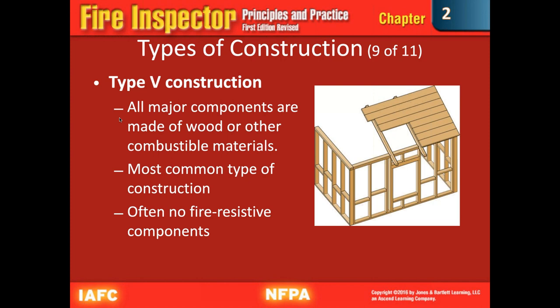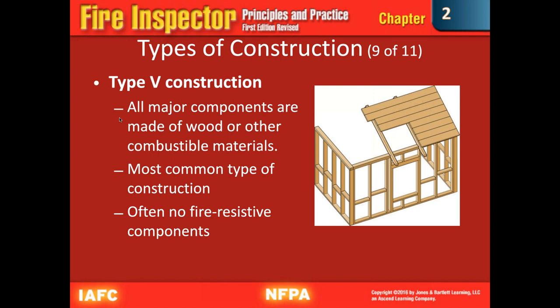It's often no fire resistant components. It will burn, and it will burn very easy. Some codes require a 1 hour fire resistance rating for limited parts of the buildings. It just depends on what the building is used for. Remember, the whole reason we have type 5 construction is because we try to save money. And at some point you start to give up safety for savings. There's always that balance that we try to strike. These can rapidly become totally involved in fire.